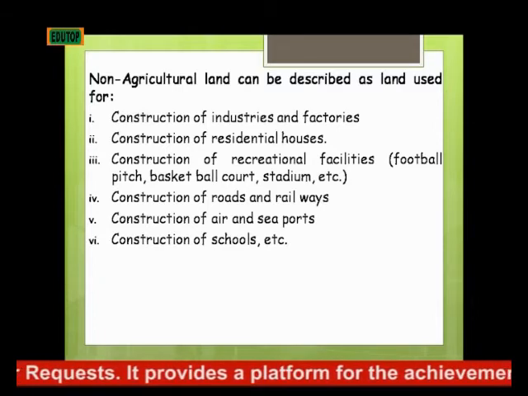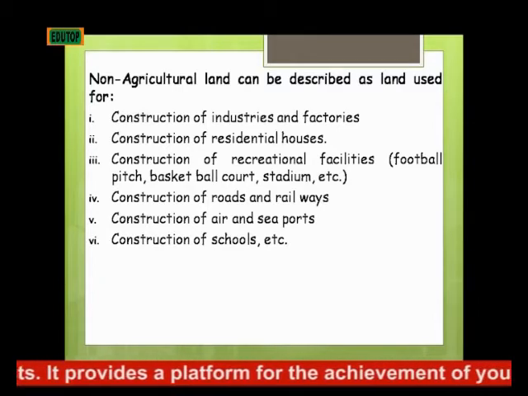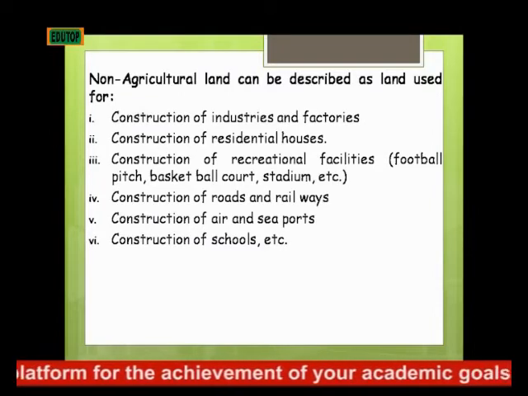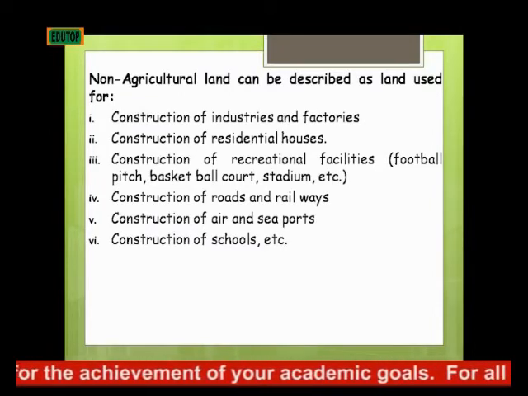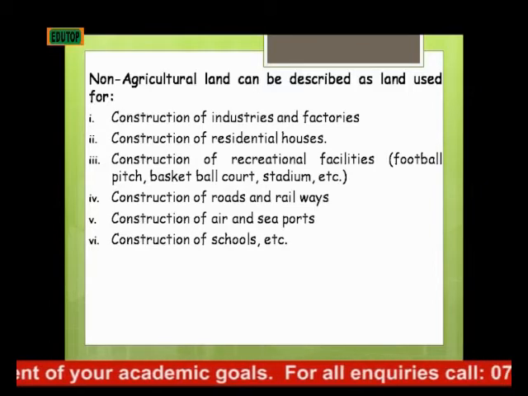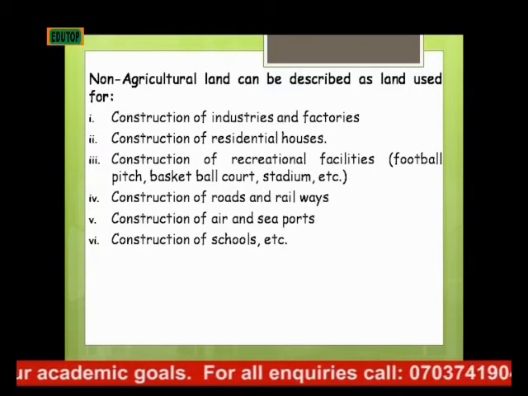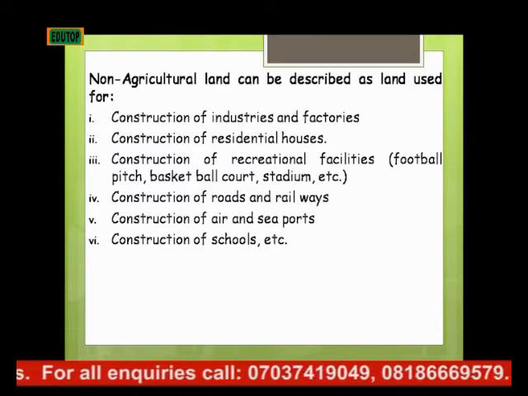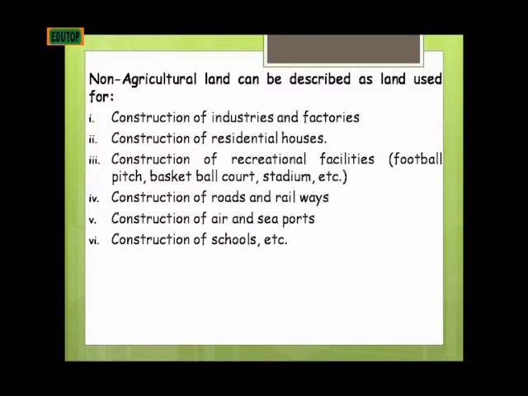And then non-agricultural land can also be described as land used for the construction of roads and railway, land used for the construction of air and seaports, and then land used for the construction of sports centers, land used for the construction of schools.